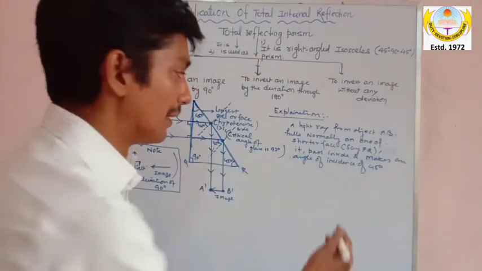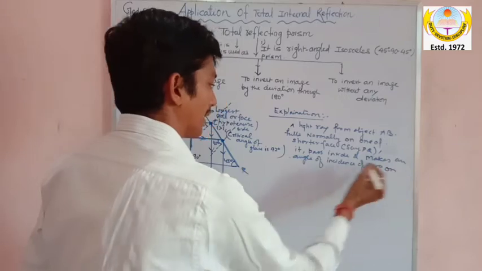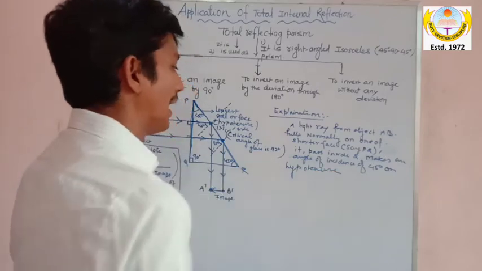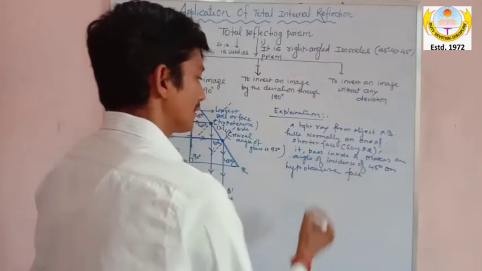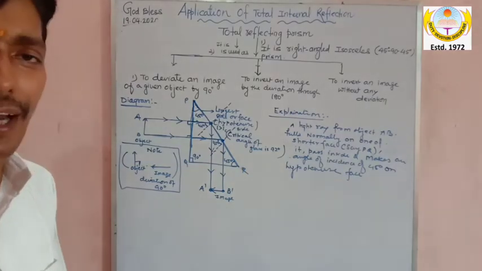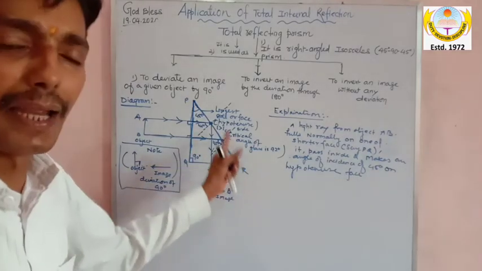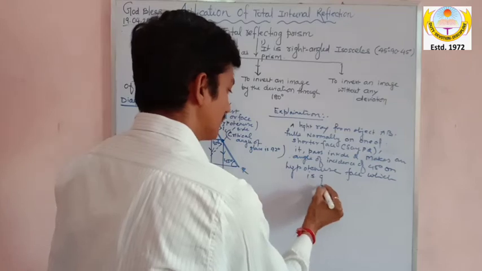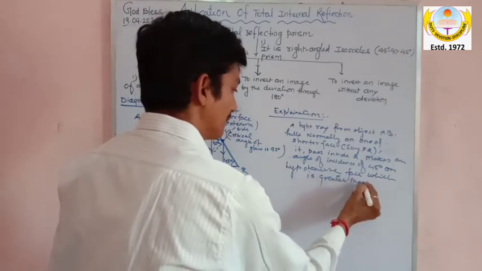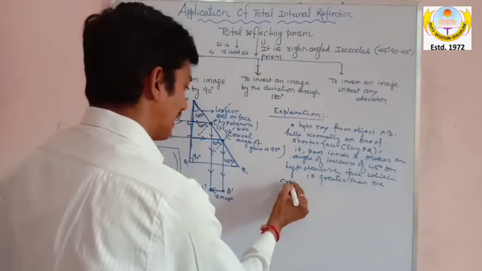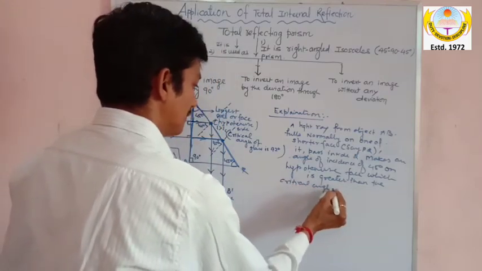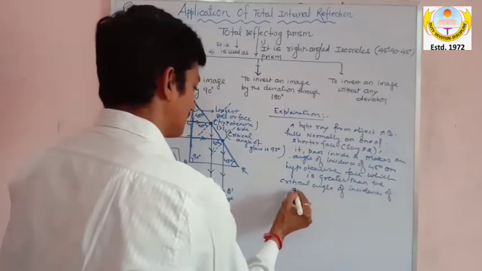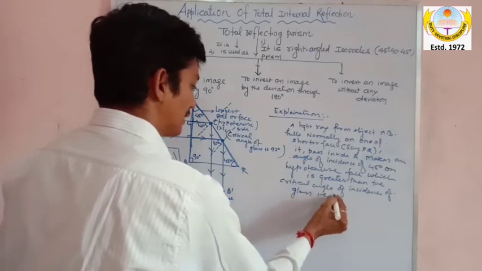45 degree, which is 45 degree on which face, beta? On the hypotenuse face, which is greater than the critical angle of incidence of glass, that is how much, 42 degree.